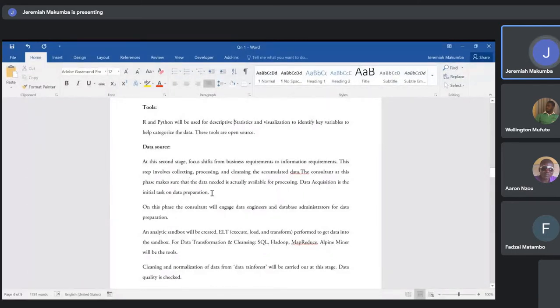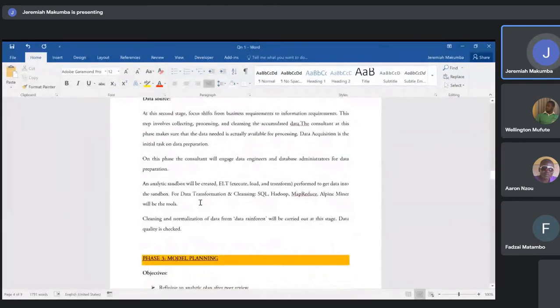On the data sources on this one, we have mentioned the issue of ELT, that is extract, load, and transform, to get data into the sandbox for data transformation and cleansing. SQL, then Hadoop, and MapReduce and Alpine Miner will be used as tools on this one. So here we've included both the data sources and the tools on one stage.